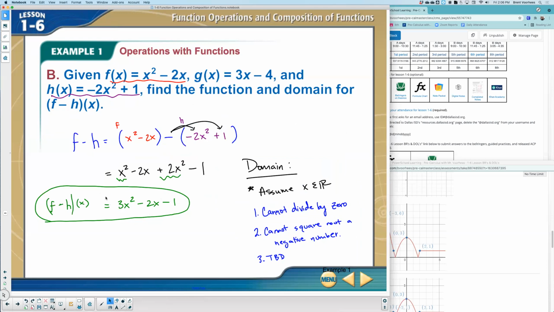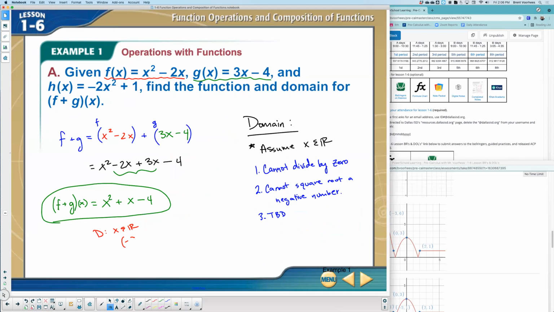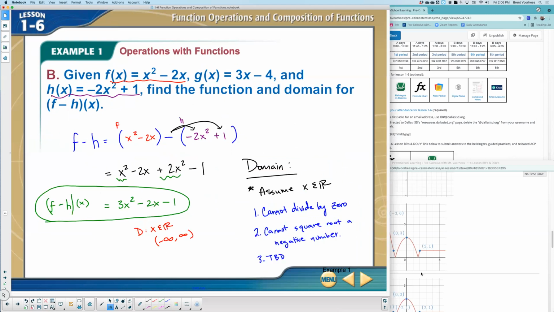Are there any divisions? No. Okay, what about square roots? No. So guess what? Domain is all reals, which you could also write as negative infinity to positive infinity. Let me go ahead and put that on the previous problem as well. You could write that as negative infinity to positive infinity. All right.